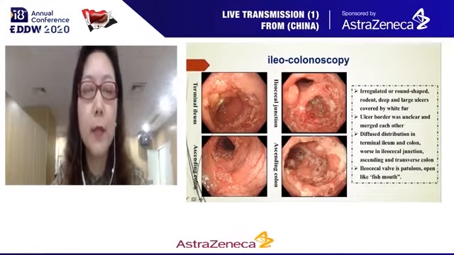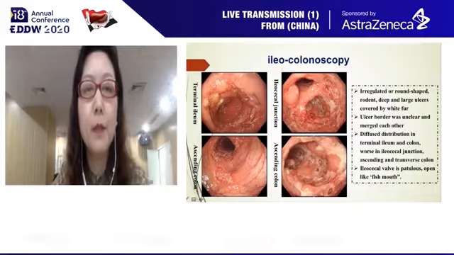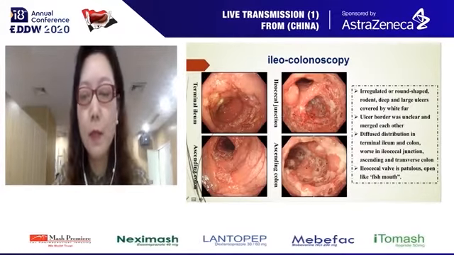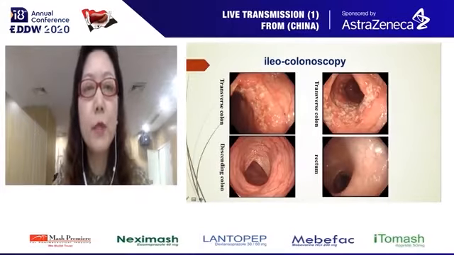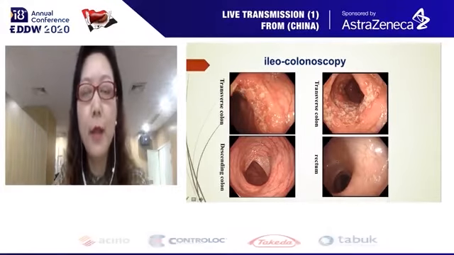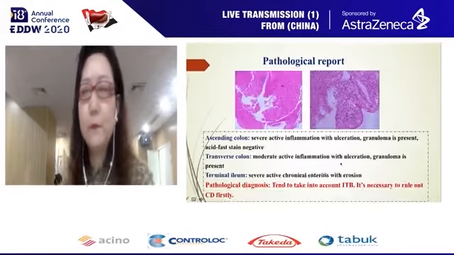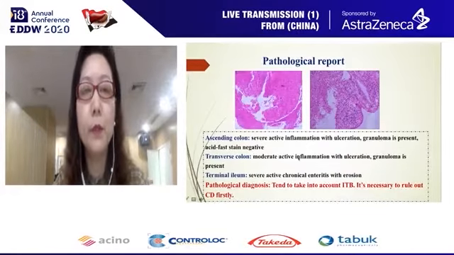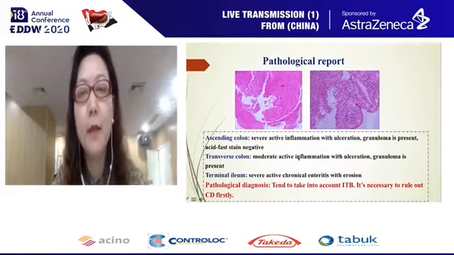You can see here is the terminal ileum, ileocecal junction, ascending colon, ascending colon. Here is transverse colon, transverse colon. The mucosa of descending colon and the sigmoid colon and the rectum were normal. And we took the biopsy at multiple sites.